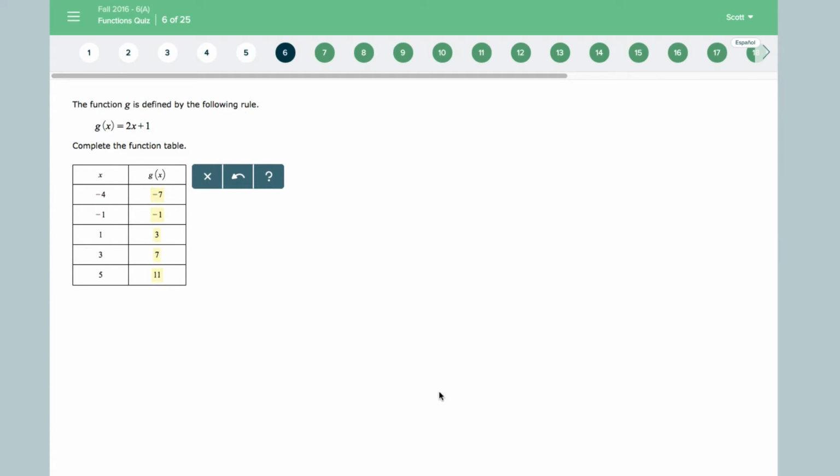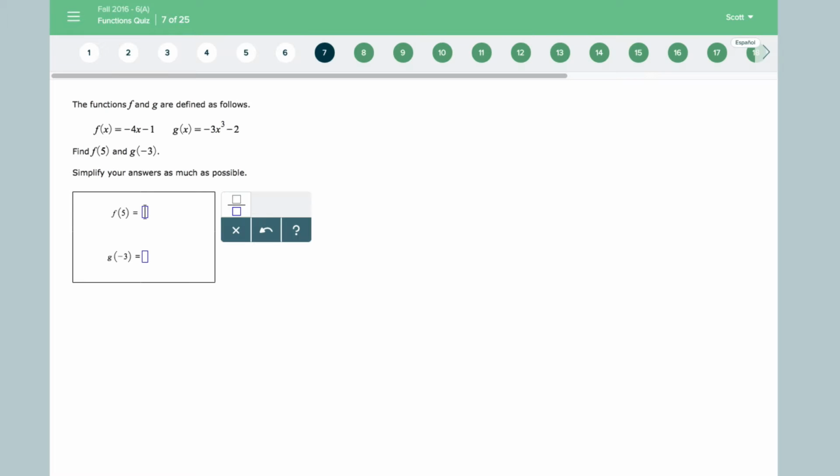And that's how you do a question like number 6. Number 7, same thing, but now we have 2 functions. We have an f function, and we have a g function. So we just have to plug in what we have here. We're asked to put a 5 in for x.